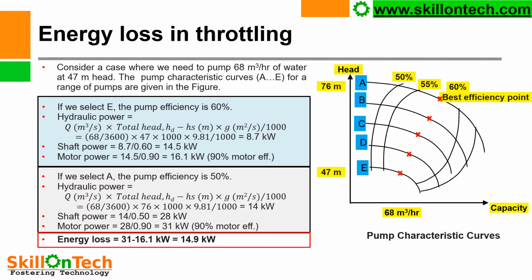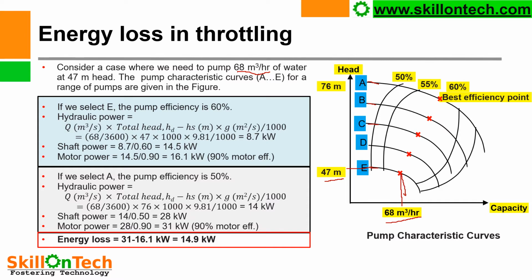Consider a case where we need to pump 68 meter cube per hour of water at 47 meter head. This is the 47 meter head, and these are the pumps A to E, whose characteristic curves are shown. This is our 68 meter cube per hour flow requirement. If we select pump E, it will give us 47 meter head, and at the best efficiency point of 60% efficiency, it will provide us this 68 meter cube flow.